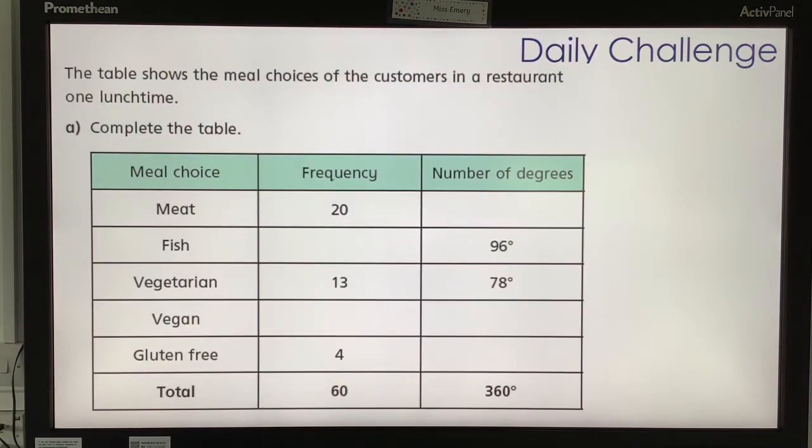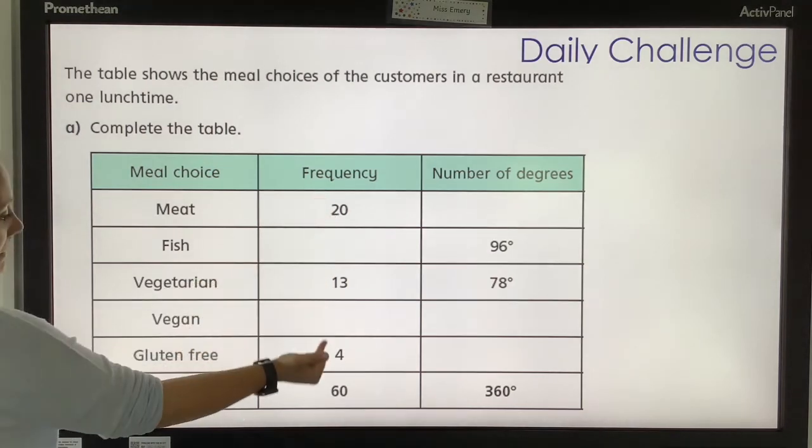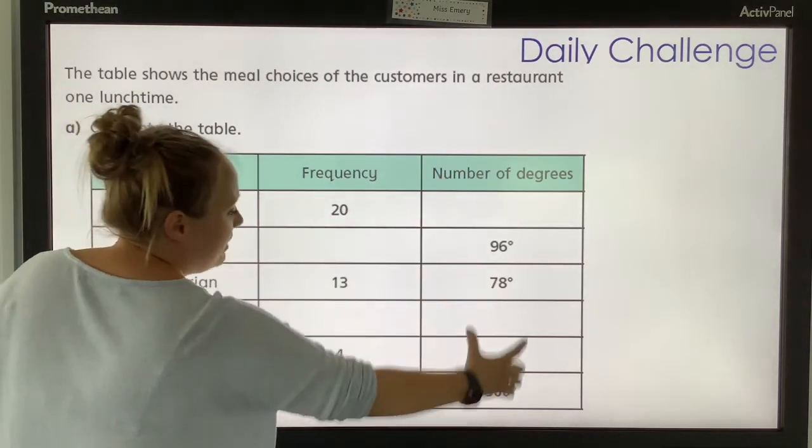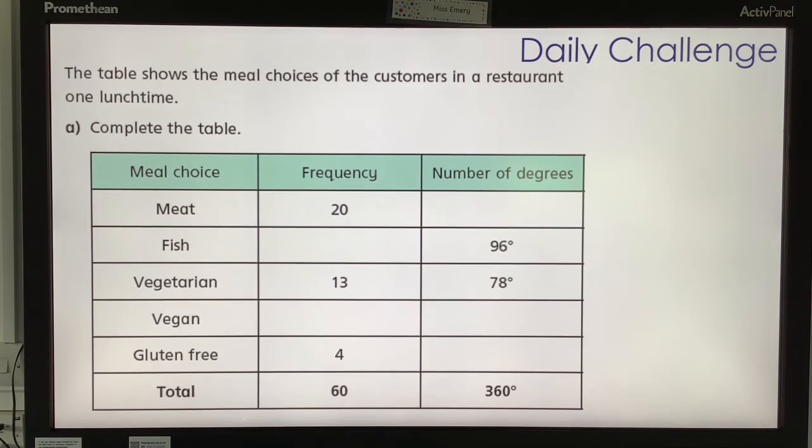So here is your challenge. The table shows the meal choices of customers in a restaurant at one lunchtime. So in your table you've got all of the meal choices, the amount of people that chose that meal choice, and the number of degrees. But what you will notice is you have some missing boxes. But you've actually got all the information you need.